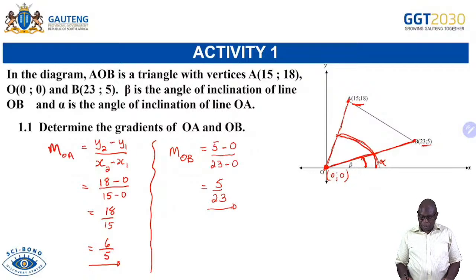So I can just take the 5 and divide it by 23, but only when the point here is at 0, 0. But please, when you're practicing, you must write that down. It must be 5 minus 0 divided by 23 minus 0, or 0 minus 5 divided by 0 minus 23. So if you start with a 0 at the numerator, you must also start with a 0 at the denominator. Easy.